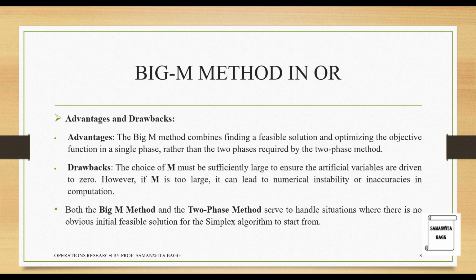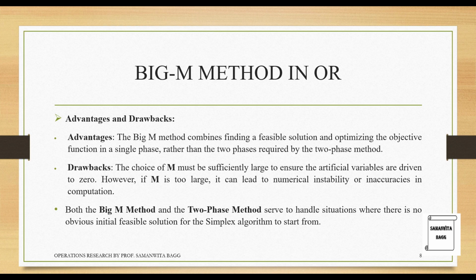Advantages and drawbacks of this method. Advantages: the big M method combines finding a feasible solution and optimizing the objective function in a single phase rather than the two phases required by the two-phase method. So this is a very big advantage, that we are going to find the feasible solution in a single phase. We don't have to go for two phases like in the two-phase method.